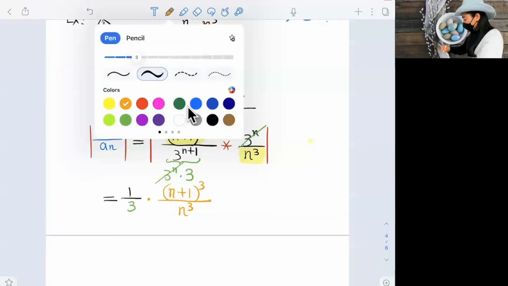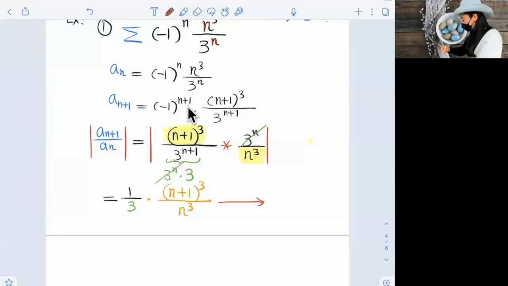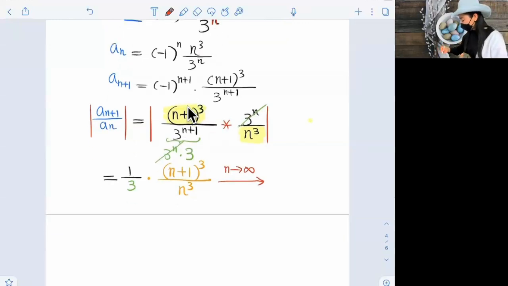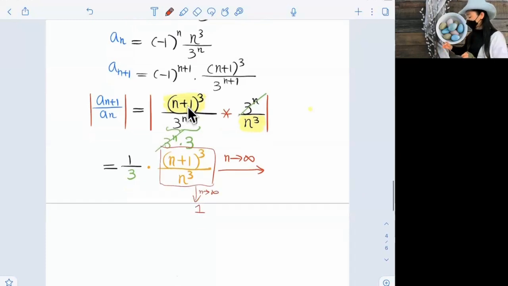Now we're going to take this as n goes to infinity. So as n goes to infinity, what does it go to? Diana says 1. Well, which part goes to 1? This part goes to 1, right? So this one can stay as 1/3. So it's 1/3 times 1, so that goes to 1/3. Yes, you got it. So this one goes to 1, and 1/3 times 1 is 1/3.